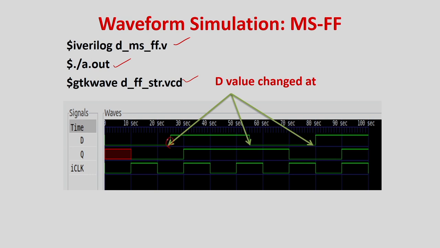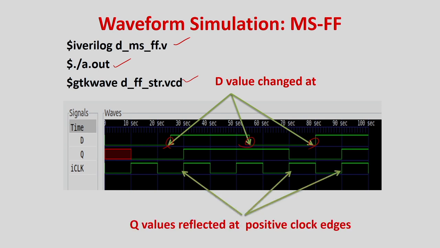Clearly it shows where the D value changed. At this point we are changing the D values, at 25, then at 55 and at 80. But most importantly, when does the D value get reflected on the output, that is, when does it get stored into the flip flop? Look at this rising edge: we changed the value here, but it was not reflected here. Only at the next rising edge did it get reflected.